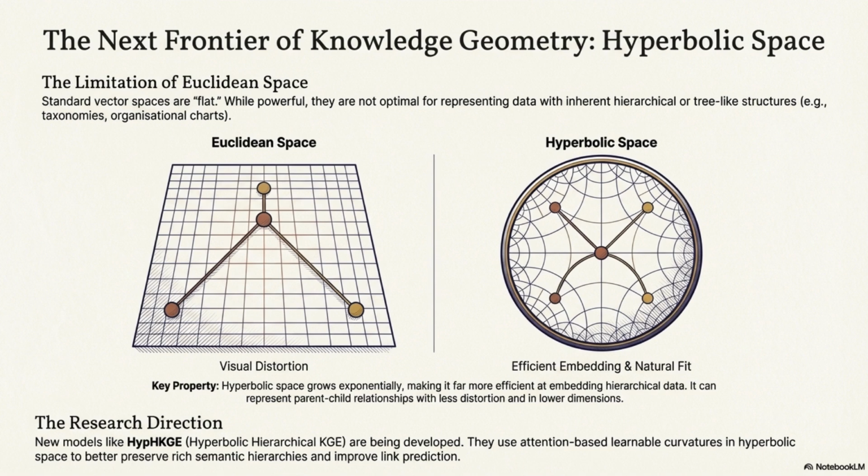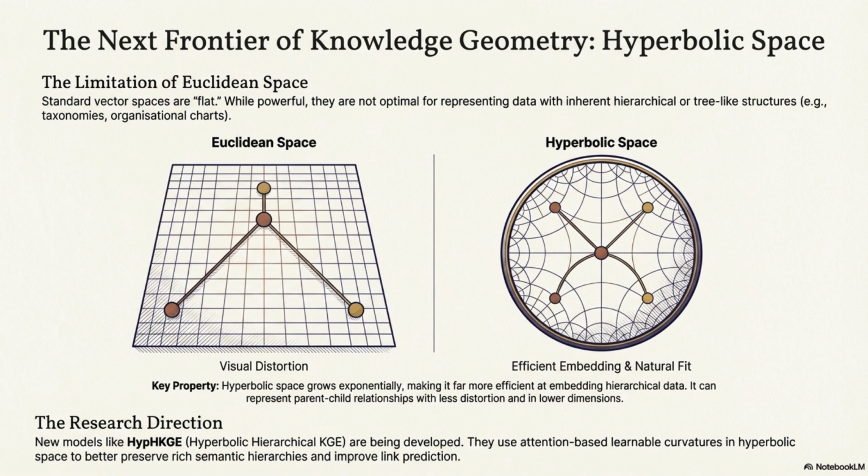Hyperbolic space solves this. Its key property is that it grows exponentially, just like a tree. So models like HyperHKGE, hyperbolic knowledge graph embeddings, can represent those deep parent-child relationships with far less distortion. It's a map that respects the natural curvature of the data itself. Yes. And this whole geometric paradigm brings tremendous opportunities, but also, as you mentioned earlier, major responsibilities. Let's start with the opportunity.